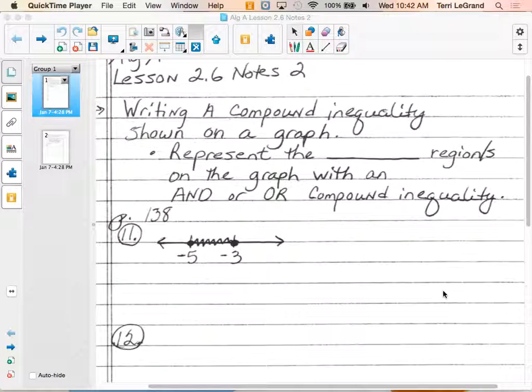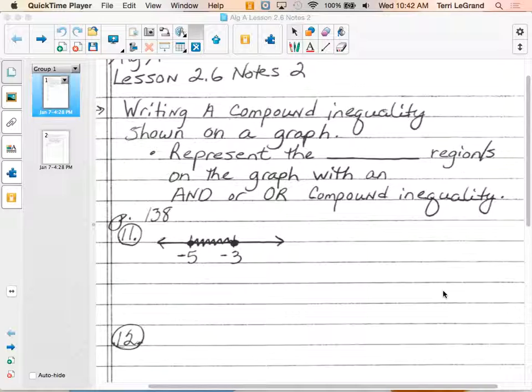What does that graph show us? It's going to be a compound inequality, okay? And then it says I can represent a real world problem with a compound inequality in the graph. As soon as you see the words real world problem, you know it's a word problem, right? We're going to represent those with a compound inequality and then show the graph for that also. Okay, so let's start with our first learning goal, which is writing a compound inequality shown on a graph.